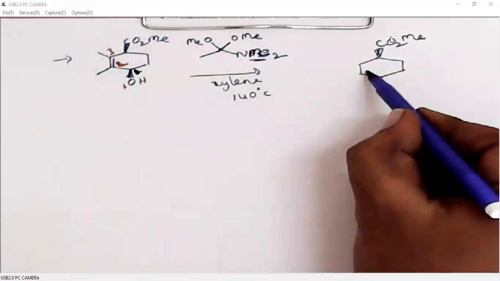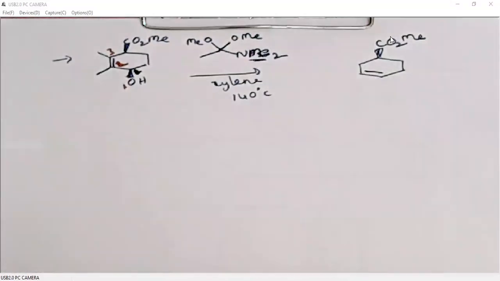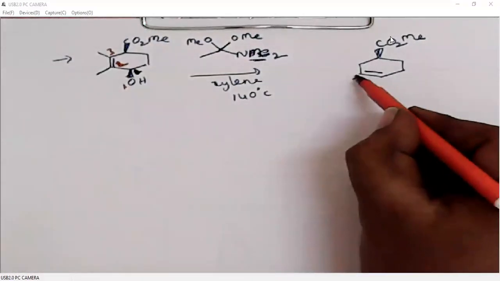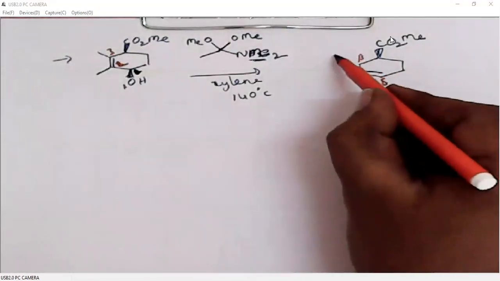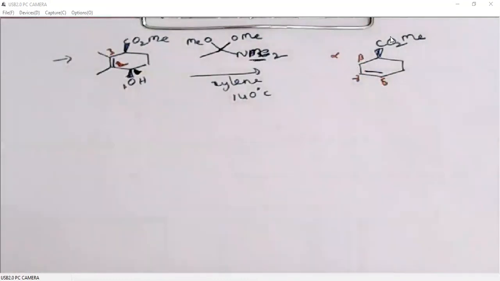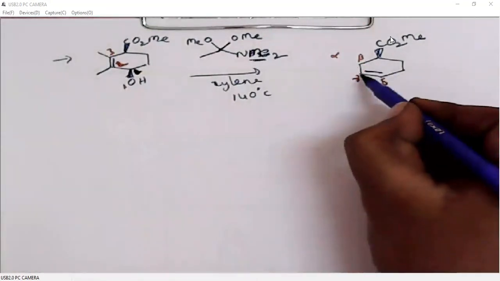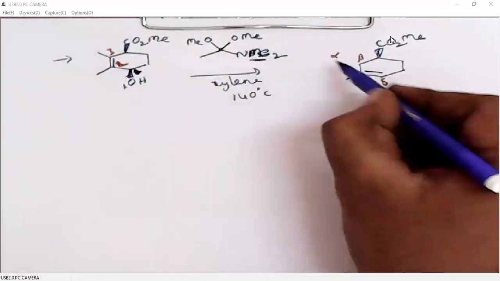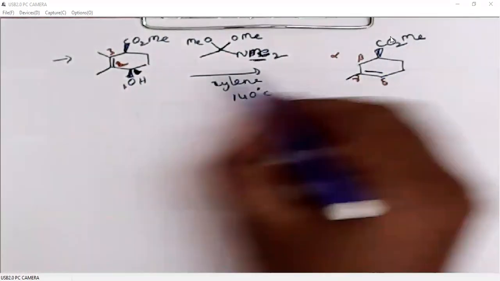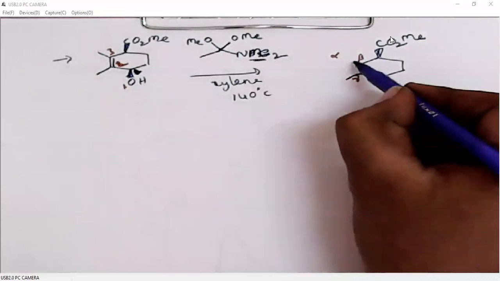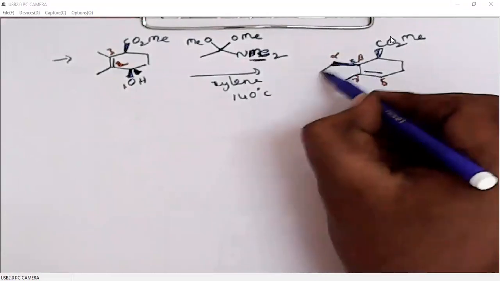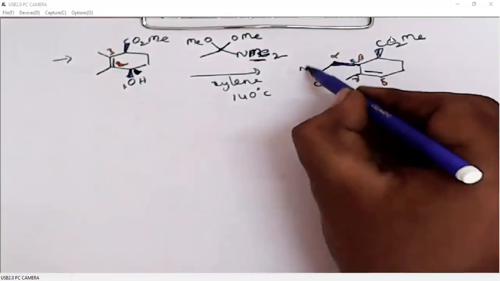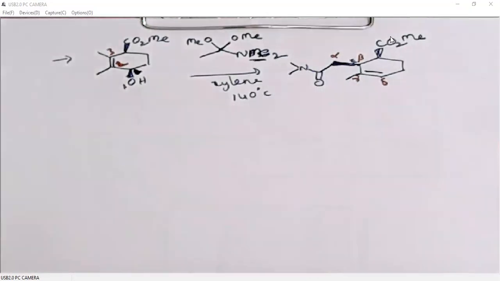So I'll form a double bond here. I'll make it as gamma comma delta. Then I'll write beta. Then I'll write alpha. Then it is the amide group. Because yeah, we have a methyl group here. We have also a methyl group here. Because this OH is above the plane, the amide group must also be above the plane. So this is alpha, then we have the amide, CONMe2.